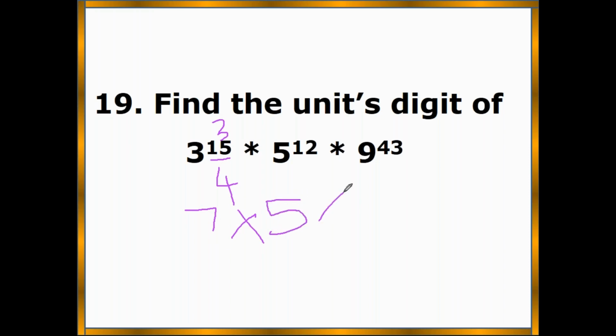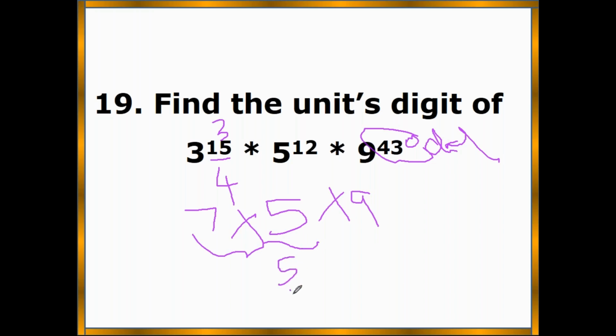5 into 9 power, is it even or odd? 9 power is odd. So whenever 9 power is odd, what is the last digit for 9 power odd? 9. So 7 into 5 into 9. 7 fives are 35. Again, 5 nines are what? 35, then 5 nines are 5.